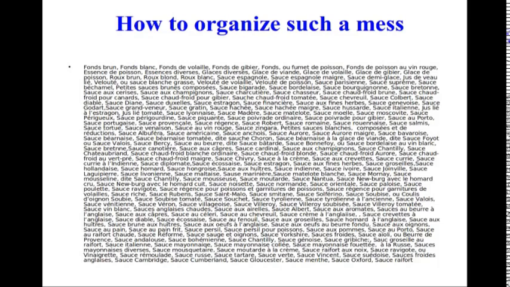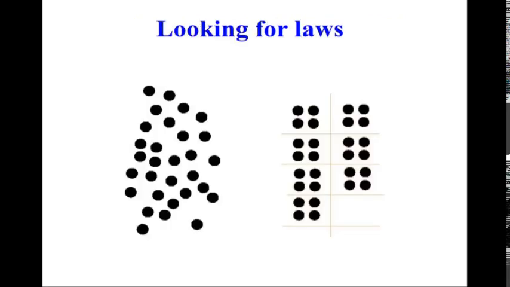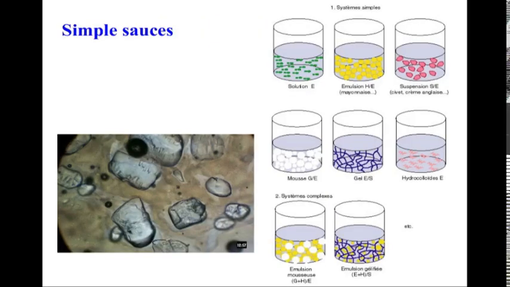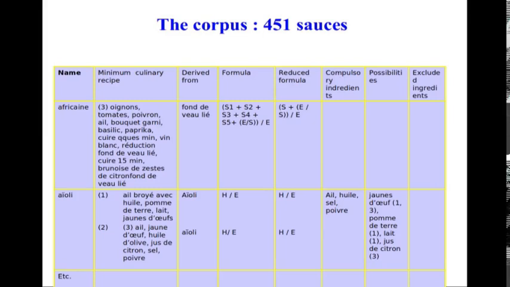A long time ago, I decided to take all French classical sauces, there are 451, and I used a microscope in order to understand their physical nature and to create some laws. So, of course, we know some simple sauces, emulsions, solutions, foams, gels, and so on, but how many? So here is a table that I produced.